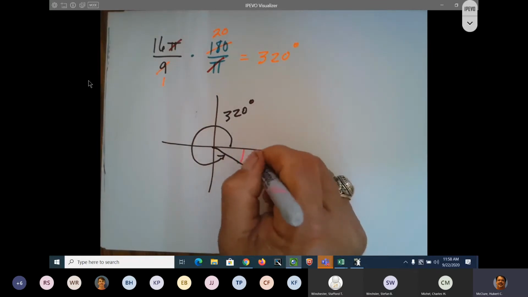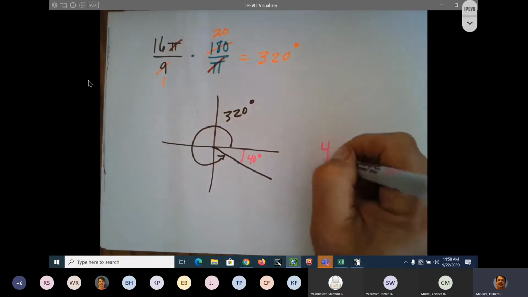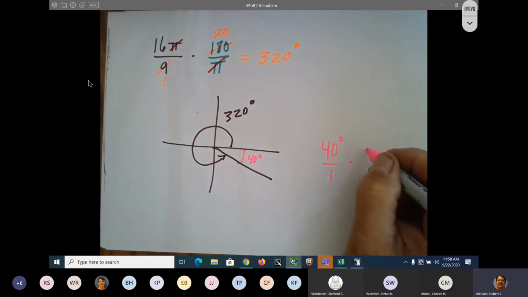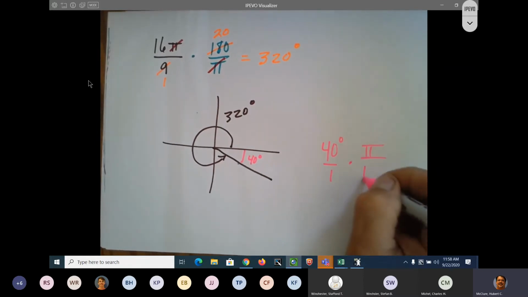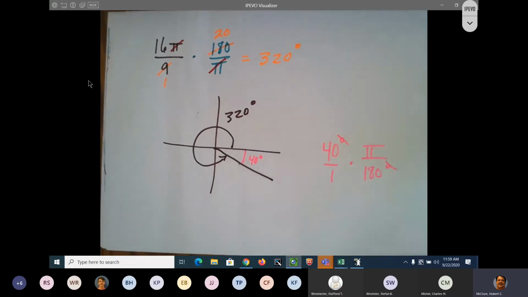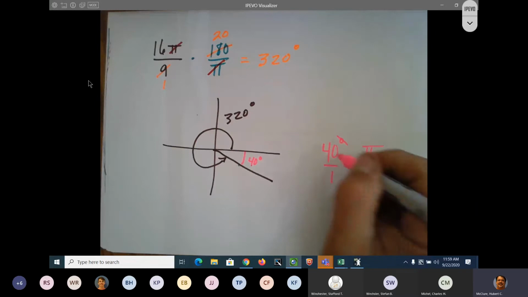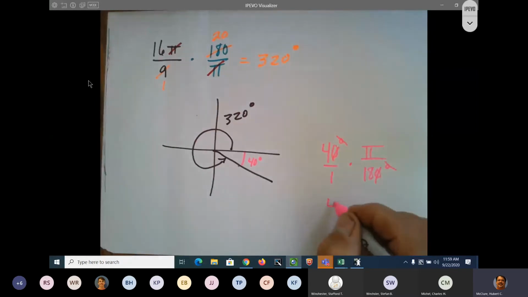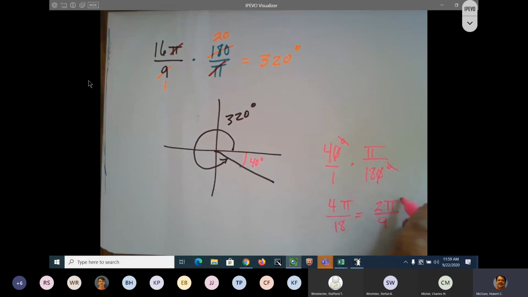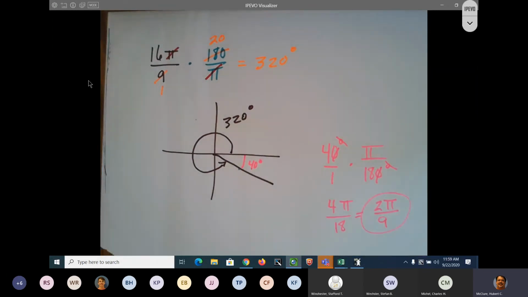So there's 40 degrees. I need to change 40 degrees into radians, that would be pi over 180 because I'll get the degrees to cancel. So that's going to be 4 pi over 18, 2 pi over 9. I get 2 pi over 9. Good job. That's what I got.